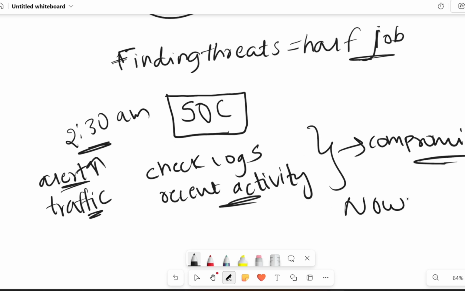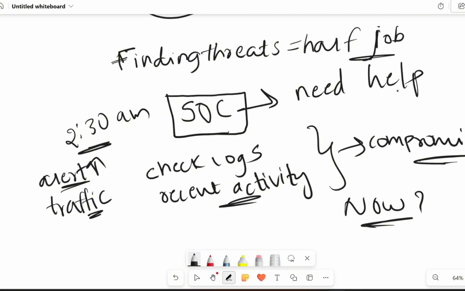Now what? Most students imagine the analyst pushes a button that fixes everything. That's not how real organizations work. The SOC analyst usually doesn't own the server. They don't manage the network. They don't control user devices. They don't even decide whether systems are taken offline or not. So despite correctly identifying the threat, they still need help.